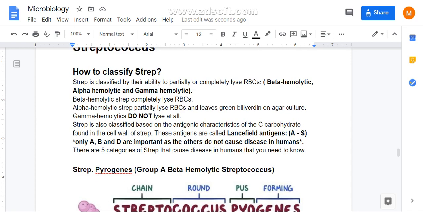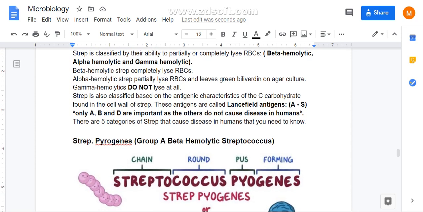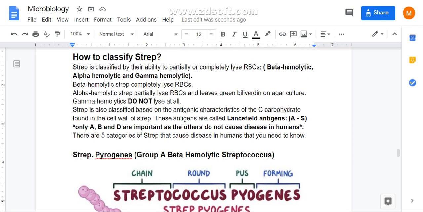The first and most important one is Strep Pyogenes. Just one more time for a recap: there are two ways to classify strep. One is by the ability to lyse red blood cells, and the other is by the Lancefield antigen. You only need to know A, B, and D. The rest of them are not important.